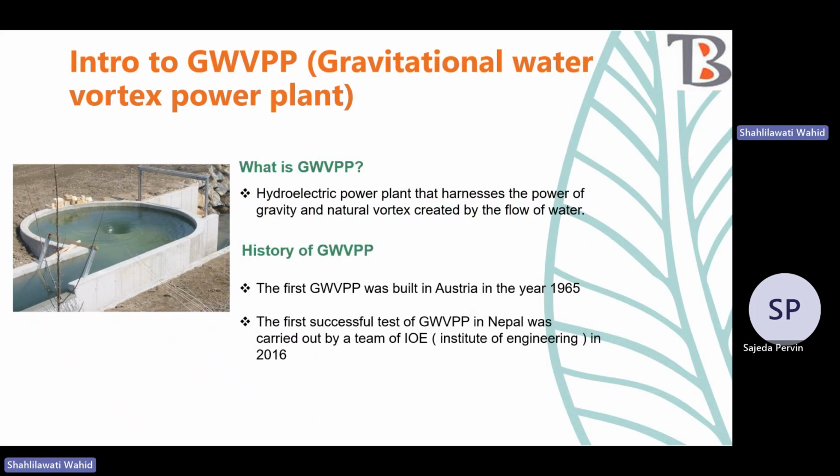What is the gravitational vortex power plant? It's a hydraulic power plant that harnesses the power of gravity and the natural vortex created by the flow of water. The first gravitational vortex power plant was built in Austria in the year 1965. The first successful test in Nepal was carried out by a team of IOE, the Institute of Engineering, in the year 2016.